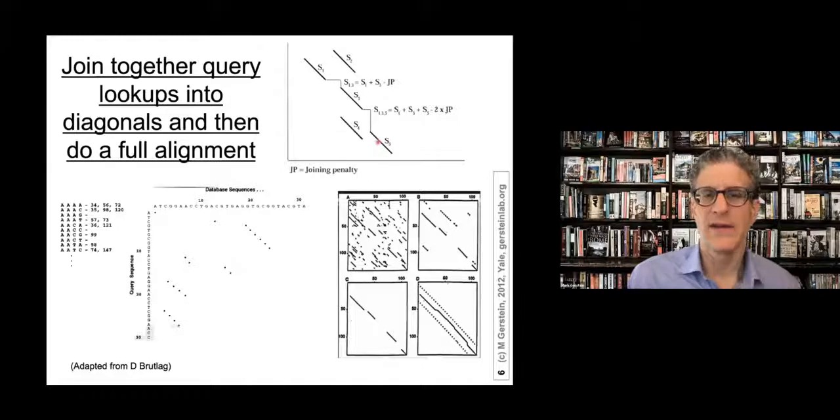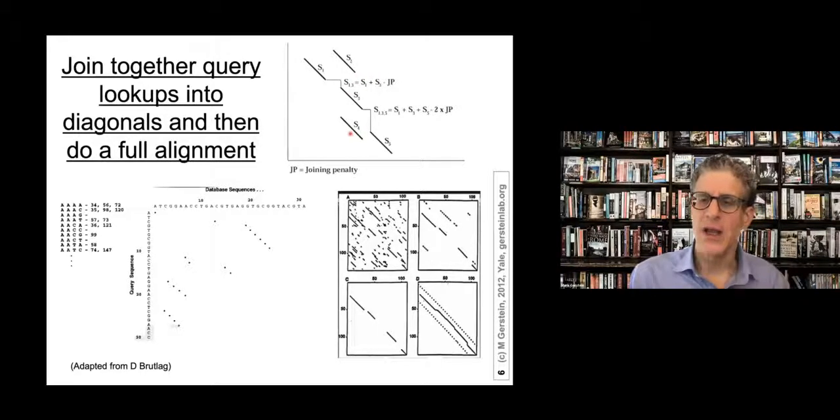And so that's what the FASTA program does. It basically, you get all these things, and then it has some sort of joining process where it stitches these long diagonals together, and it looks through all the long diagonals to get the best diagonal match.